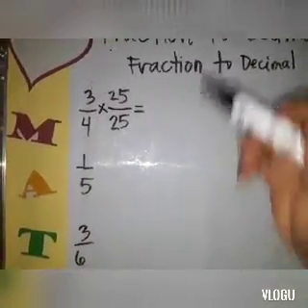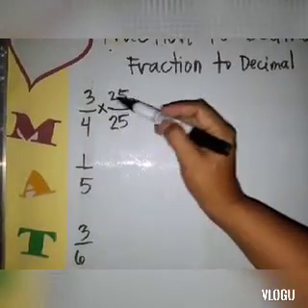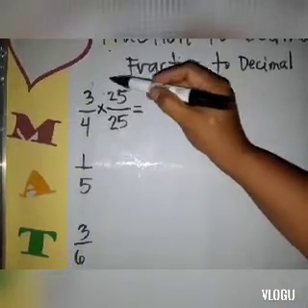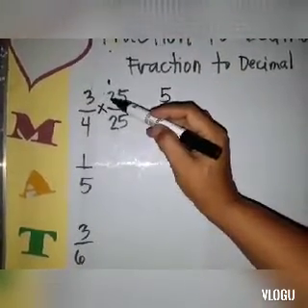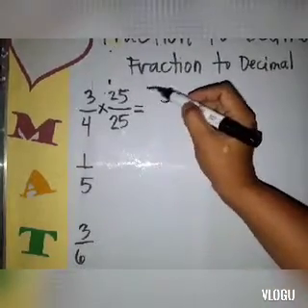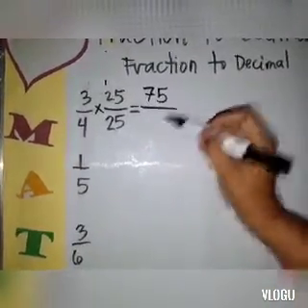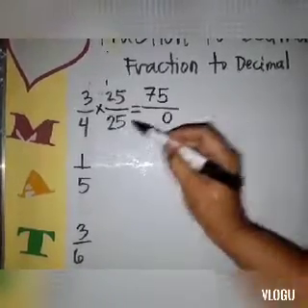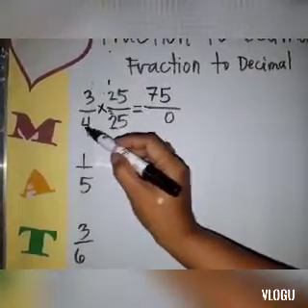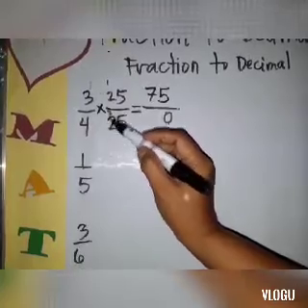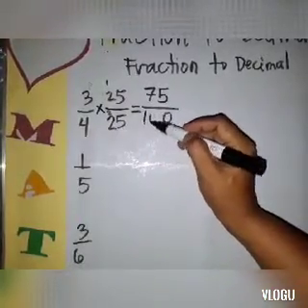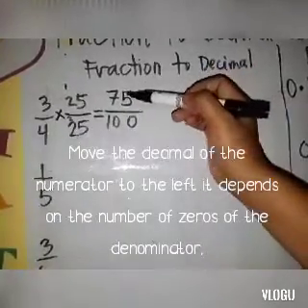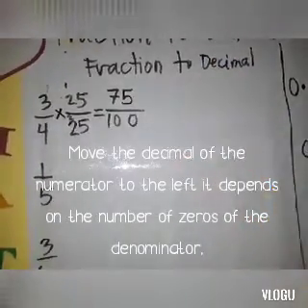Okay, next. Multiply na natin. 3 times 5, 15. Carry 1. So, 3 times 2 is 6 plus 1 is 7. Over. Next. 4 times 5, 20. Carry 2. 4 times 2, 8. Plus 2, 10. Ayan na siya. So, meron na tayong 75 over 100.